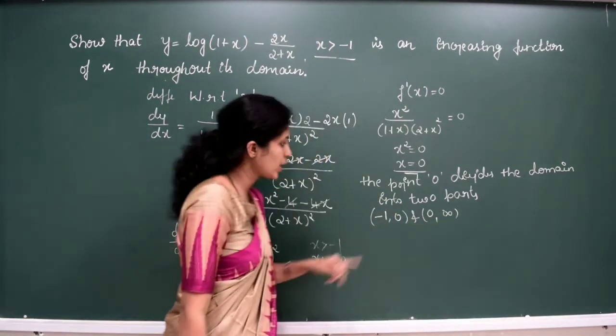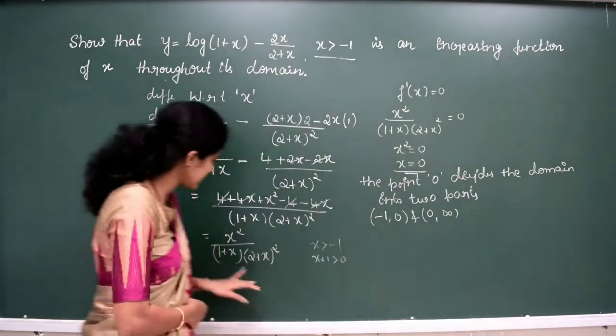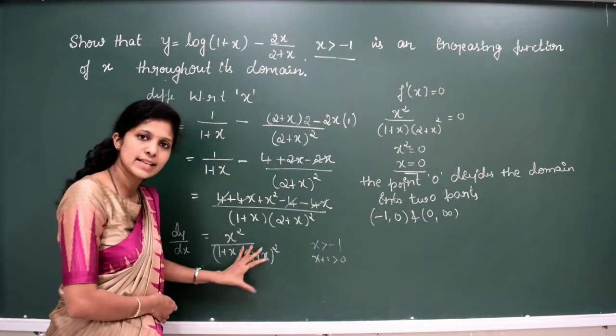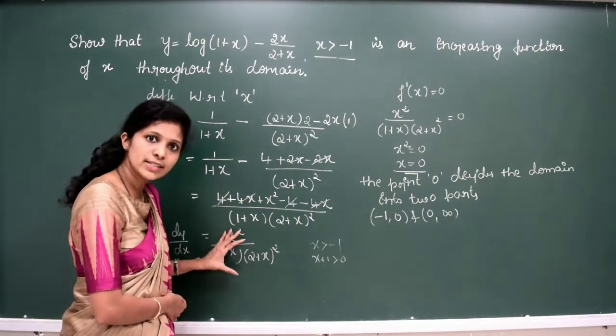So, at the point x equals 0, if you substitute x equals 0, it is continuously there. Here it is 0, so this will be 0 and this will be 0. So, you will get the value as 0. So, at the point x equals 0 also, the function is continuous.